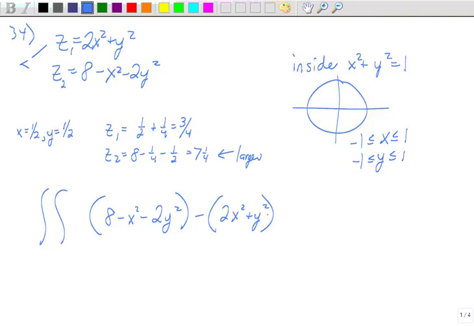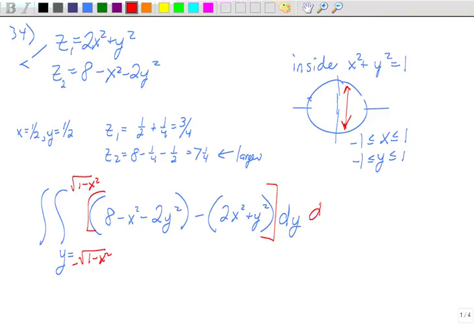Okay, and if we do with respect to y first, we're going to go from, we're going to go this way. So we have y equal, no, I'm sorry, that's not true. We're going to go the other way. We're going to go this way. So y goes from negative square root of 1 minus x squared to the square root of 1 minus x squared. That's dy. And then dx is going to go from negative 1 to 1.